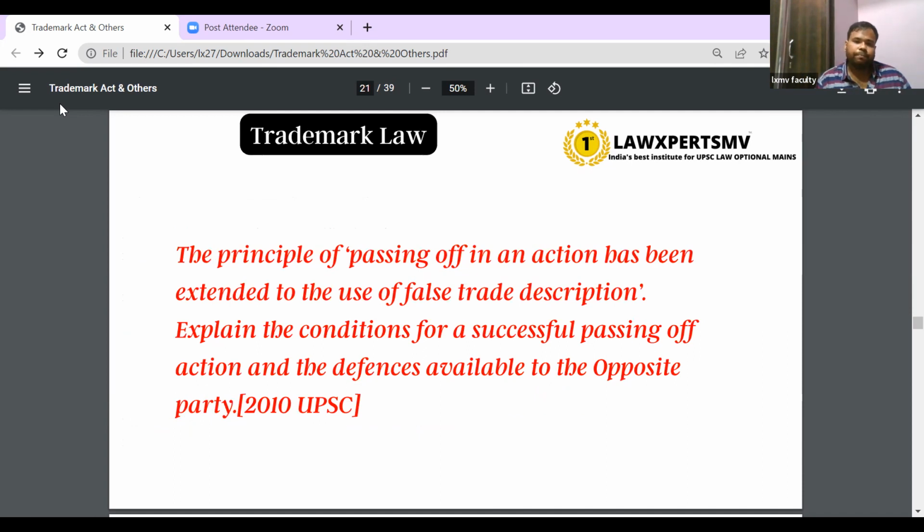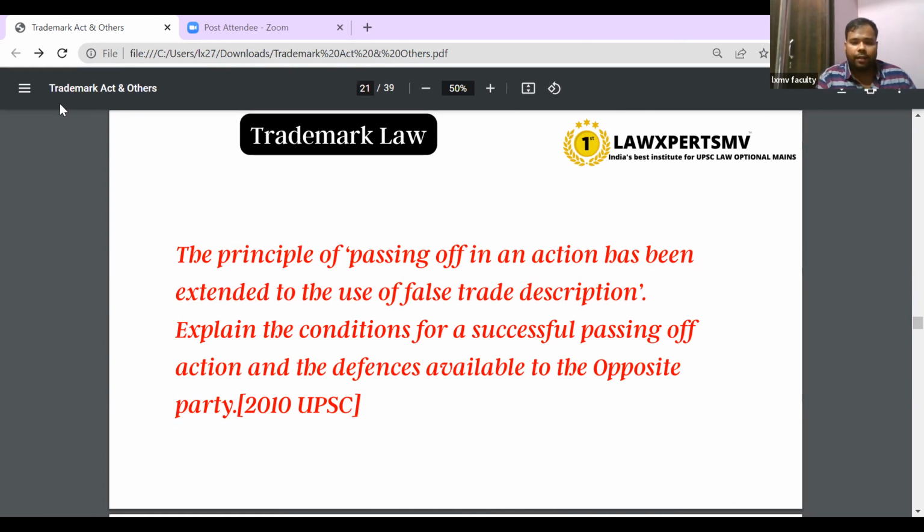The principle of passing off is when action has been extended to the use of false trade description. Explain the conditions for a successful passing off action and the remedies available to the aggrieved party. 2010 UPSC. Yes. So in this particular question, you have to write three things. How the concept of false trade description relates to passing off, first thing. Secondly, what are the conditions or elements of passing off? Thirdly, you have to write the remedies which are available.